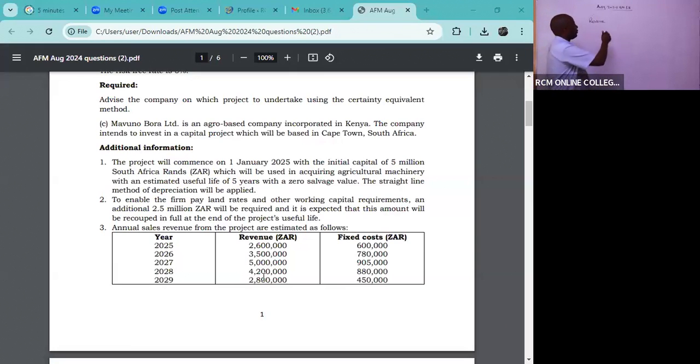All right. So this is 2,600, 2,600, 2,600, we have 3,500, 3,500. From there, ladies and gentlemen, we have 5,000, 5,000, we have 4,200, 4,200, 4,200, and then lastly, we have 2,800. This was a very easy exam. We shall all of us be able to pass the December exams.